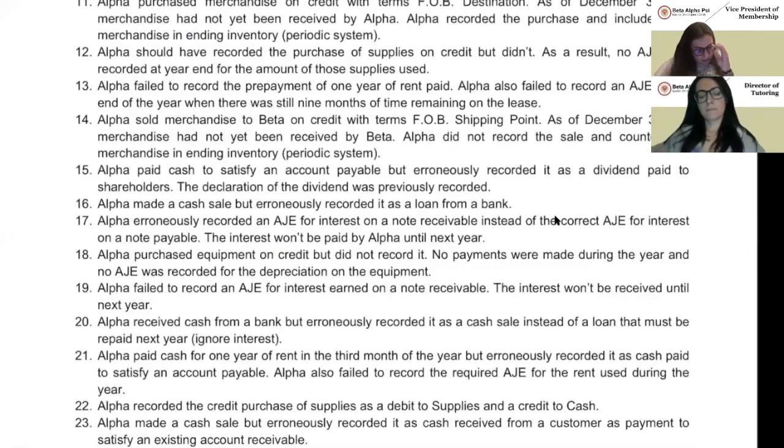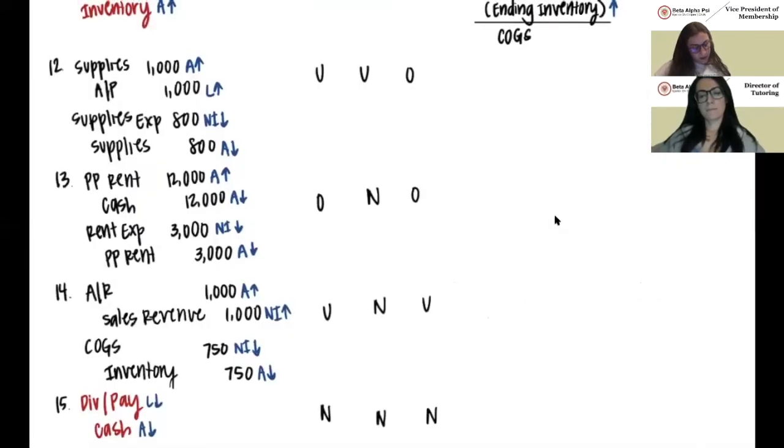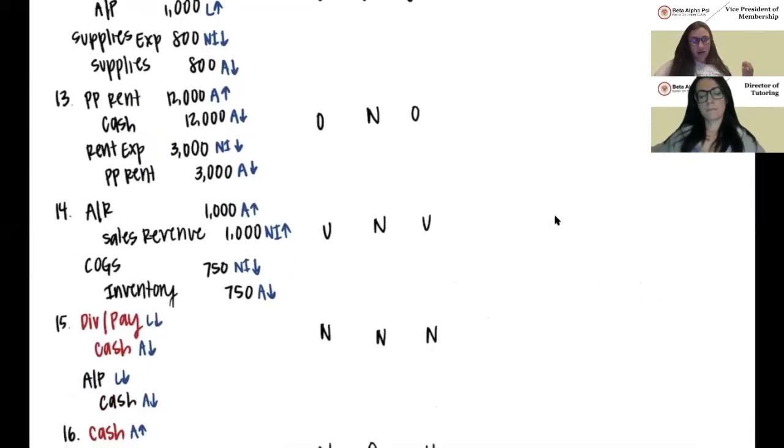Number 13, Alpha failed to record the prepayment of 1 year rent paid. They also failed to record an AJE at the end of the year when there was still 9 months of time remaining on the lease. So they never recorded the initial prepayment. So that's a debit to prepaid rent, which would have increased our assets, and a credit to cash because they prepaid it, right? Which would have decreased our assets.